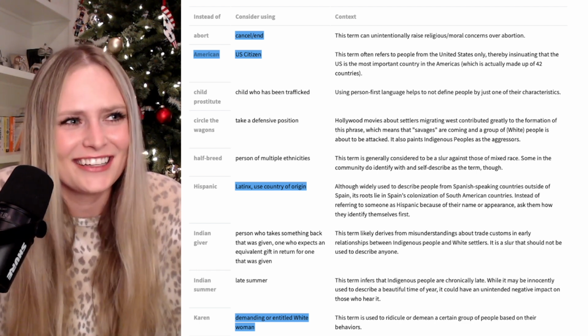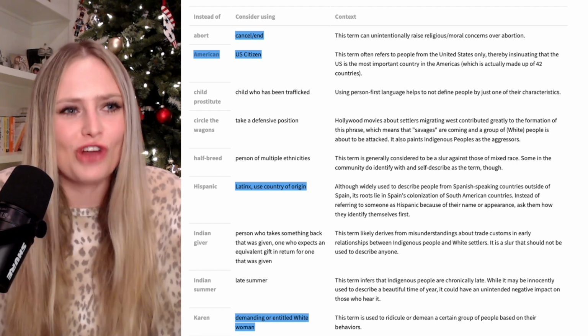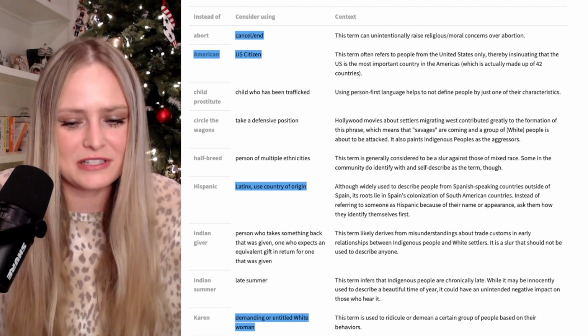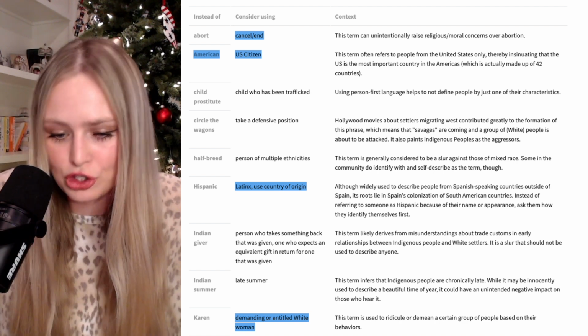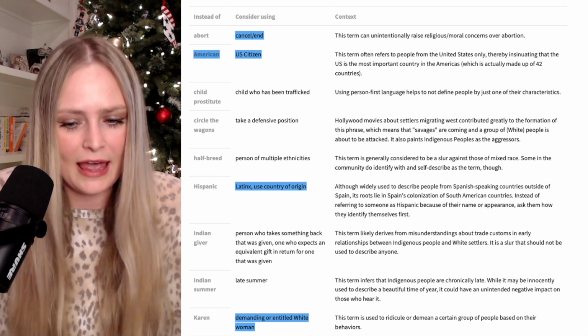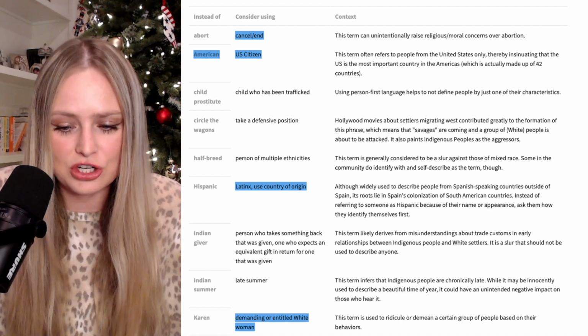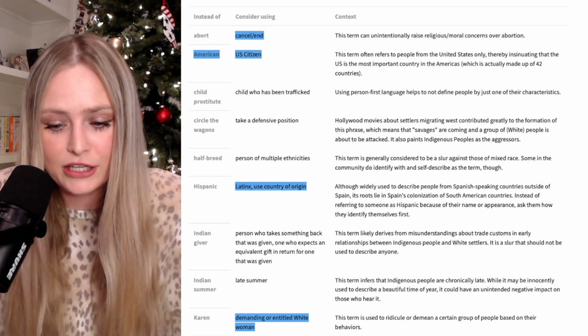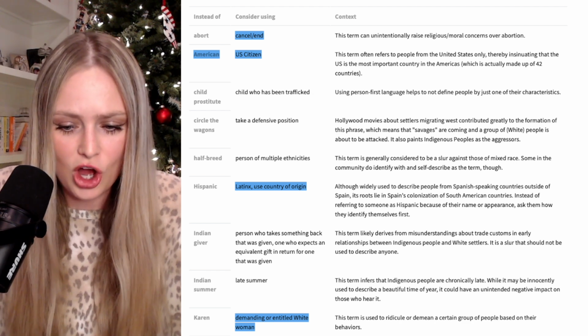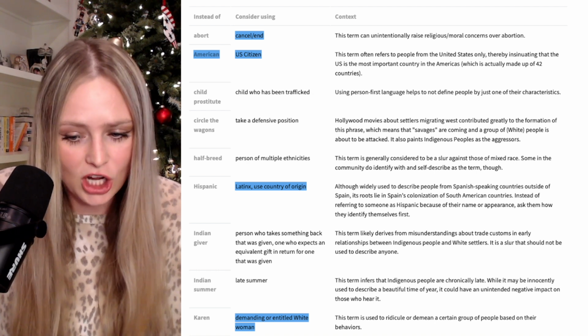This is why I know these people are so completely out of touch, because instead of saying Hispanic, they want you to say Latinx or use the country of origin. And then they say, although widely used to describe people from Spanish-speaking countries outside of Spain, its roots lie in Spain's colonization of South American countries.